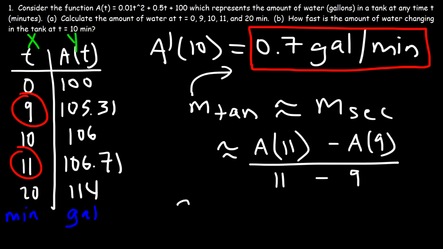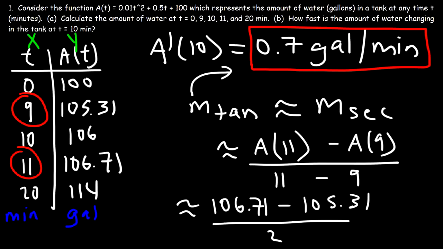So at 11, it's 106.71, and at 9, it's 105.31. 11 minus 9 is 2. So if we were to plug this into the calculator, this will give us 0.7. And so in this case, the slope of the secant line is the same as the slope of the tangent line.